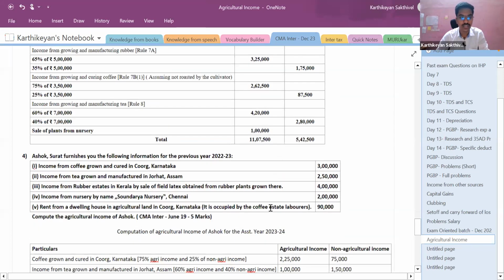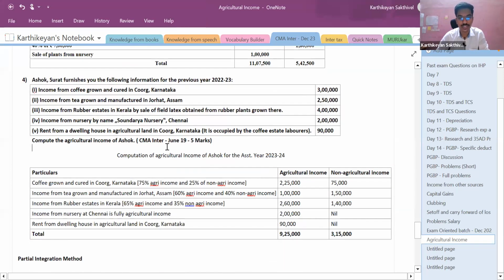This is one question. Next, a similar question was tested in June 19 for 5 marks. First one is income from coffee grown and cured in Coorg of Karnataka. Coffee is only grown and cured, it is not roasted. So it is 75-25. 75% is to be treated as agricultural income. The other 25% is to be treated as non-agricultural income. So 2,25,000 is agricultural and the other is other than agriculture.